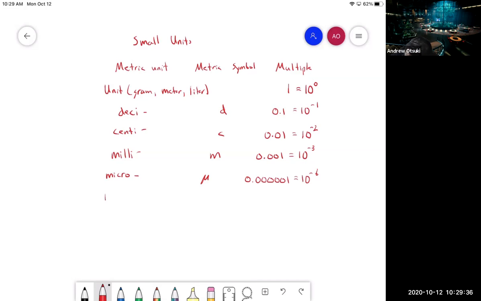Nano is 1/1,000,000,000, or 10 to the negative 9. It will be 8 zeros and a 1. So that's very, very small. And then pico. Pico is the last one we'll talk about. Pico is the opposite of 1 trillion, which is the unit P, and that is 10 to the negative 12.